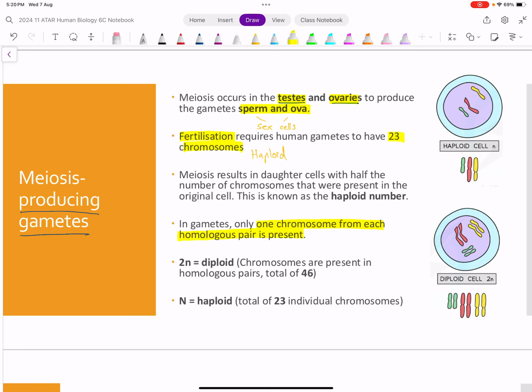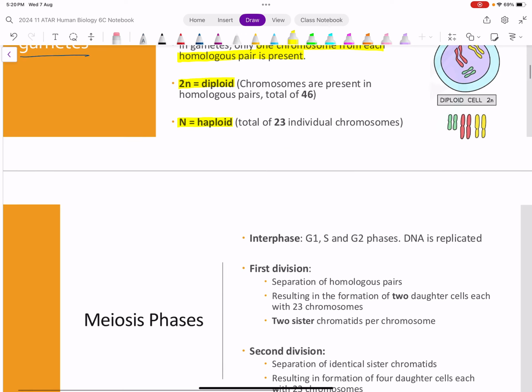So as a quick recap from our prior lessons, when we see the number and letter 2n, this refers to a diploid number, which in humans refers to 46 chromosomes. When we see that n, we are referring to haploid, meaning 23 individual chromosomes.